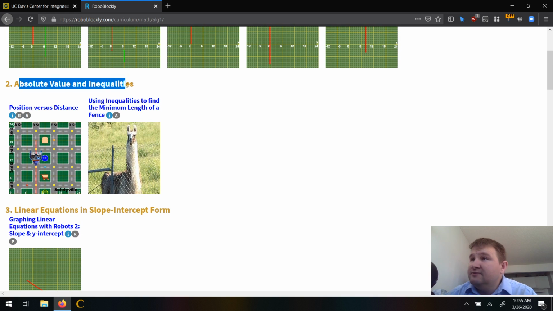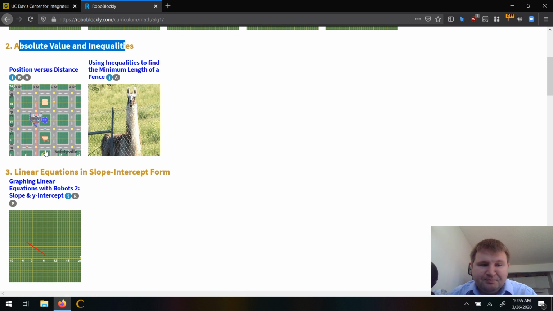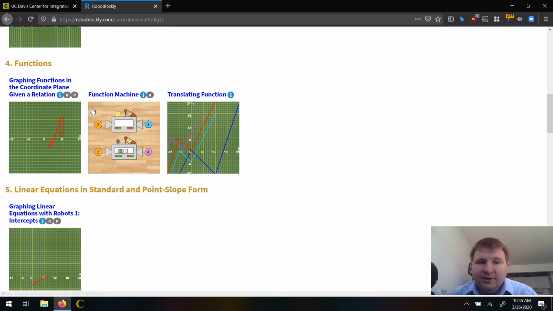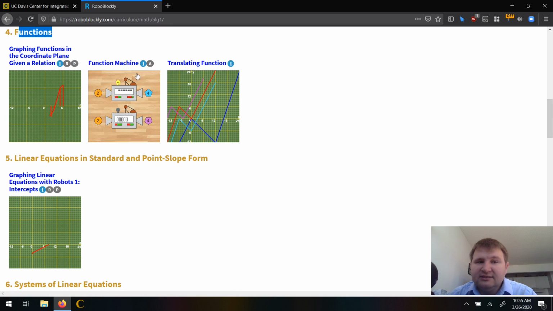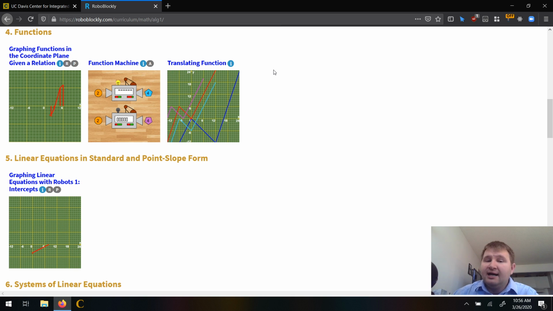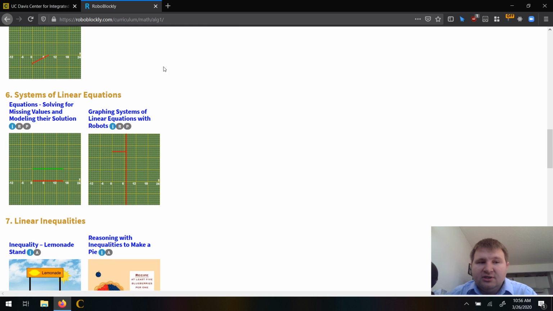We go into absolute value and inequalities with some hands-on examples. We look at linear equations in slope-intercept form using robots. We look at graphing functions and using that function machine again to get a little bit more practice. And then we look at translating those functions and seeing how that might look if we were to either scale them or move them. We look at linear equations in standard and point slope form.